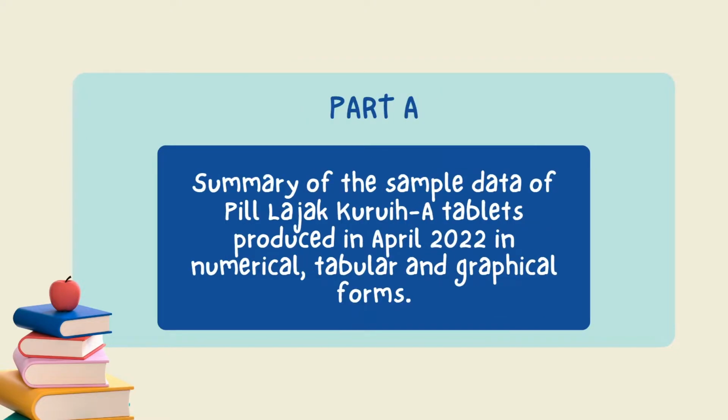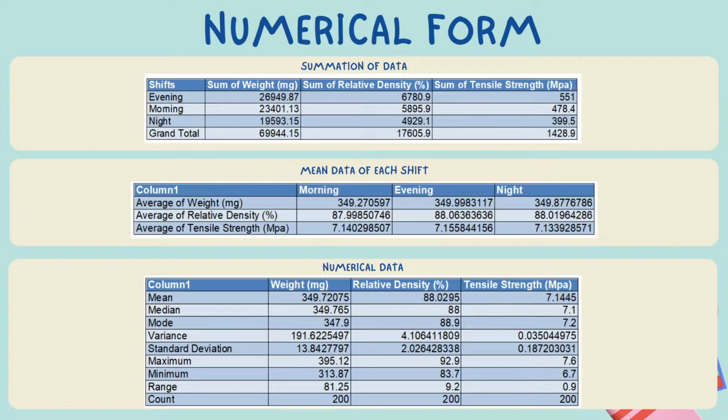I am going to present part A, which is about the summary of the sample data of pil Lajak Curih A tablet produced in April 2022 in numerical, tabular and graphical form. The first one is numerical form, for summation of data, which is sum of weight, sum of relative density, and lastly sum of tensile strength. Next, we proceed to the mean data for each shift, which is morning, evening, and night. And the last one is numerical data of weight, relative density, and tensile strength.